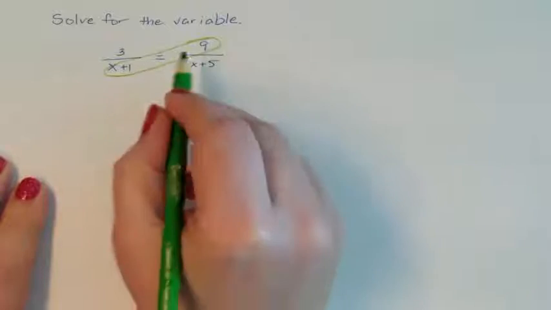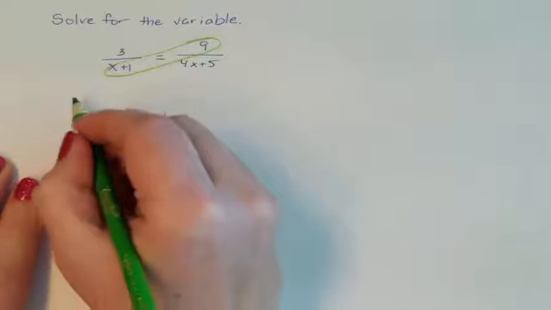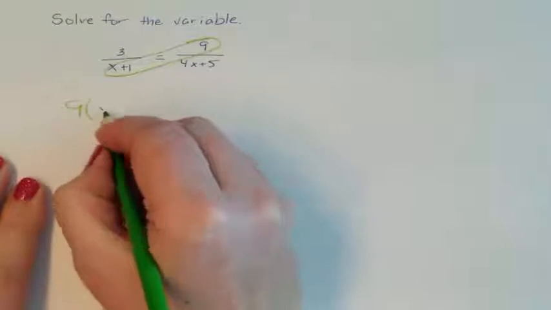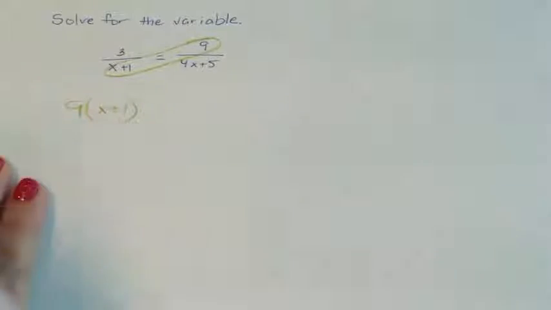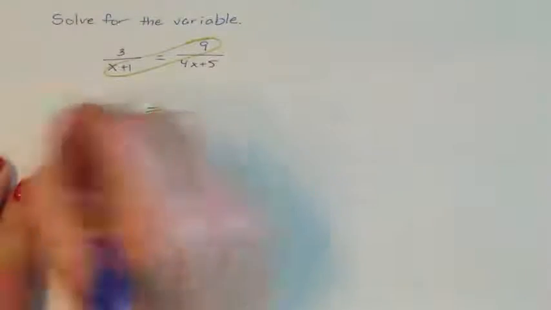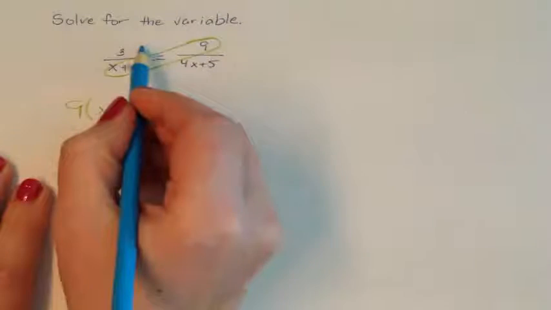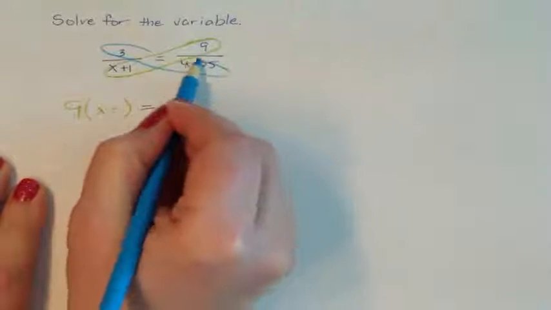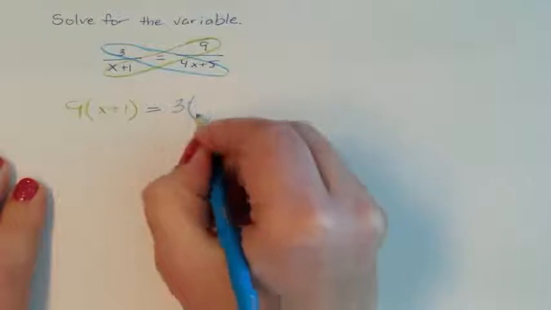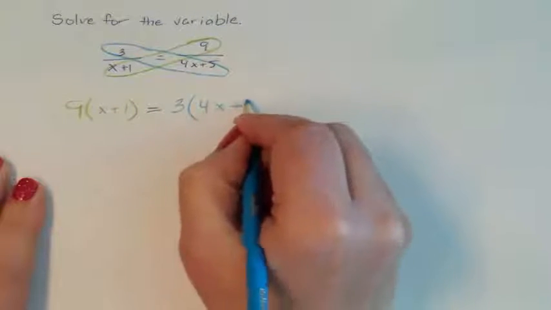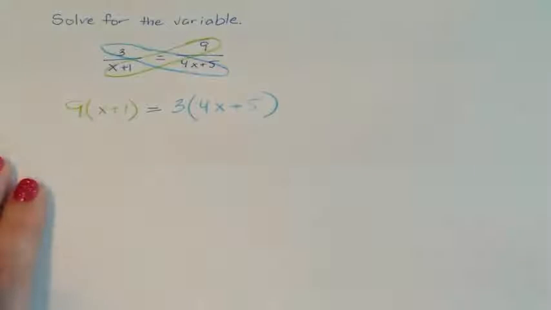So we're going to cross one numerator with one denominator. So I have crossed, and now I'm going to multiply. So I have 9 being multiplied to x plus 1. And then we have to go the other direction as well. So I have the 3 being multiplied to this other denominator. So I just cross multiplied. And now we're just going to solve for the variable.